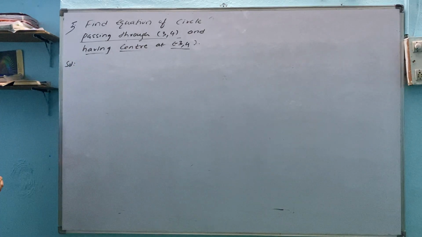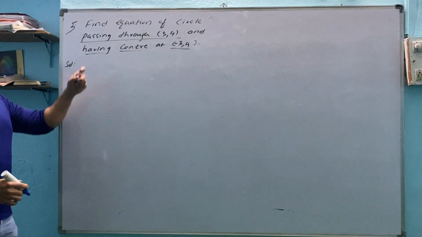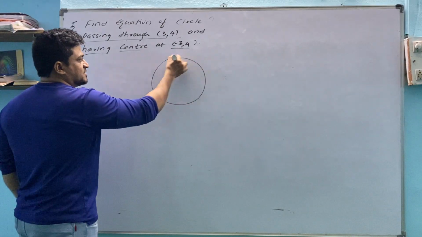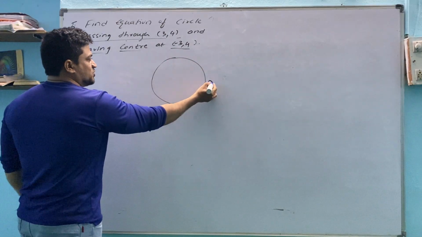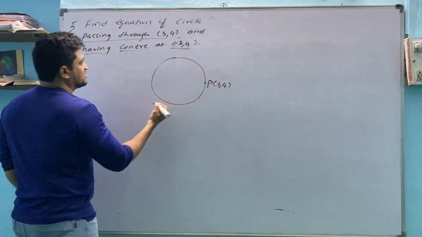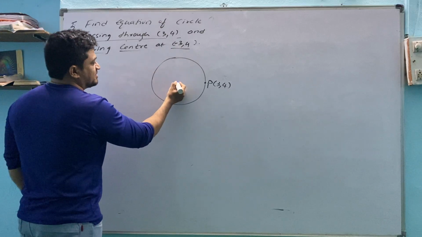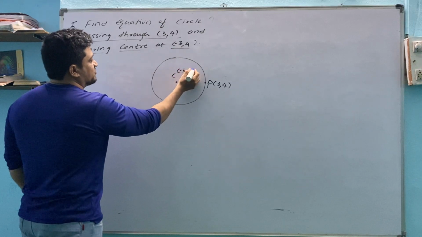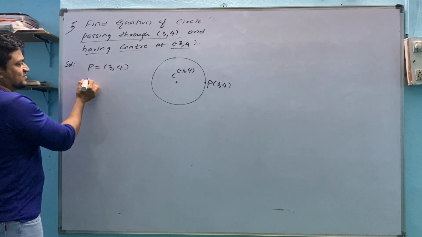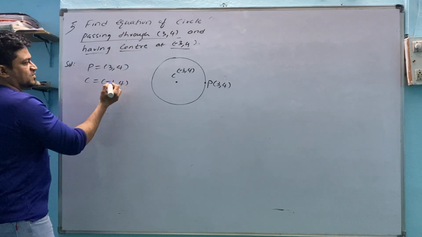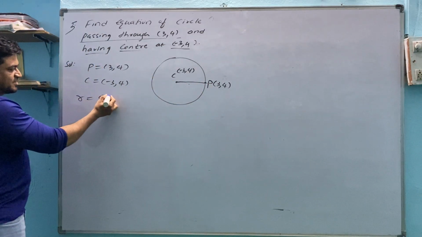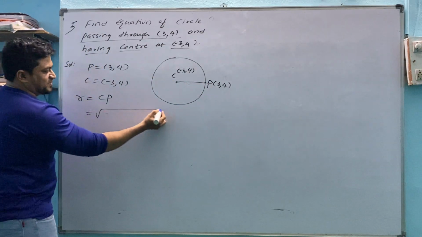To find equation of circle, passing point and center are given. So diagrammatically you can represent this. Whenever passing point means P, you can take it anywhere. Passing through is P(3, 4), center at -3, 4. So we have a passing point, we have a center. Now what do we have to find? Whenever you have a passing point and center, we have to find the radius, CP or PC.